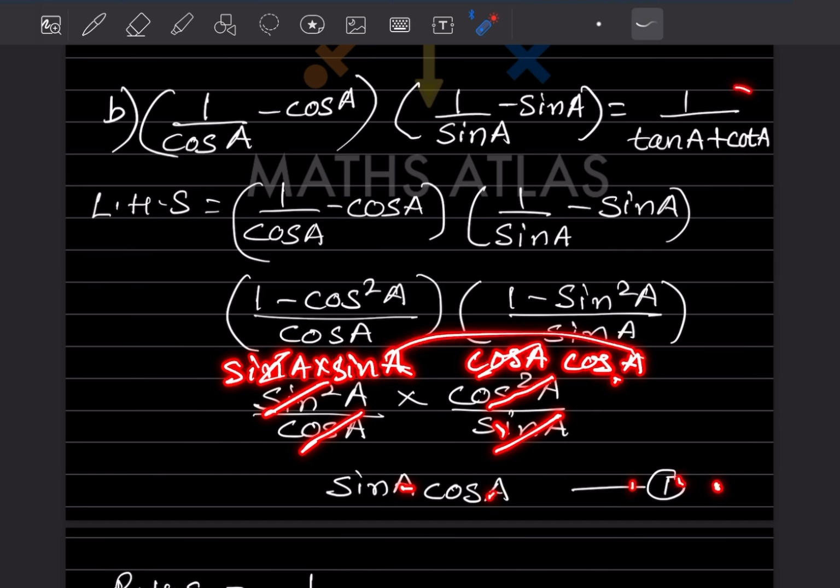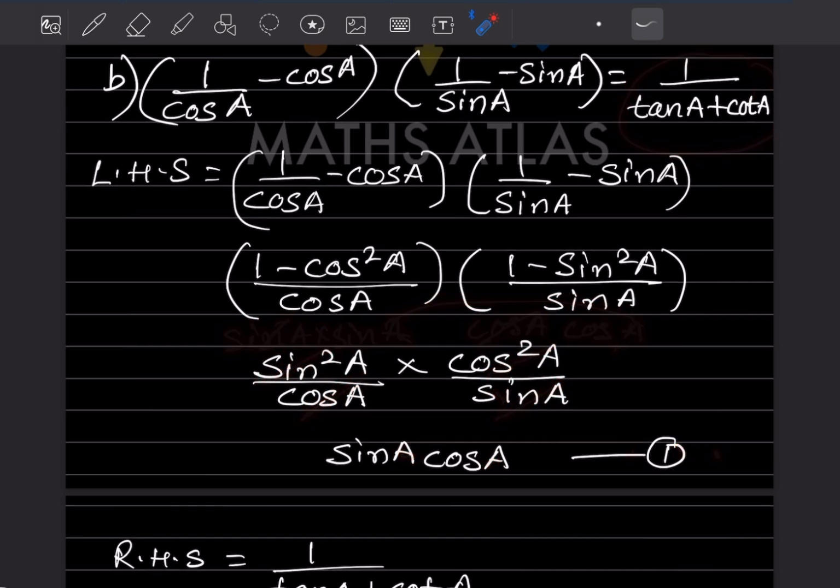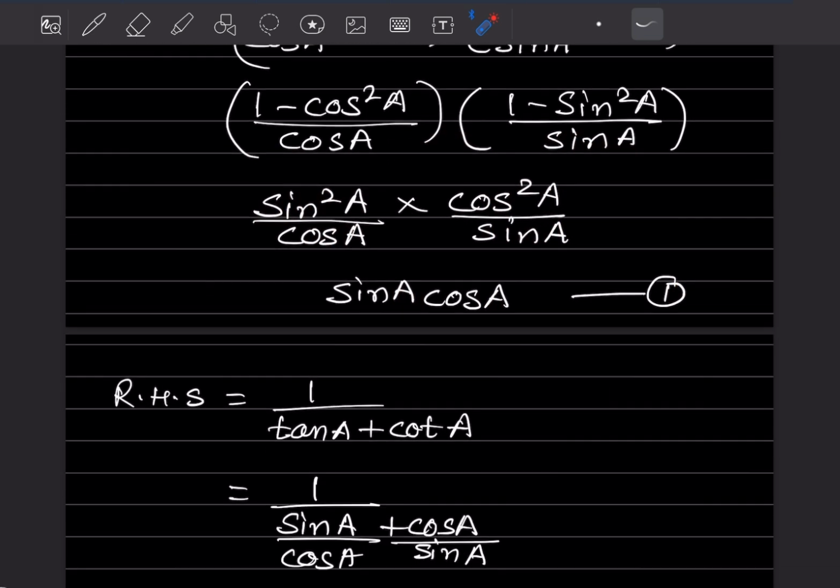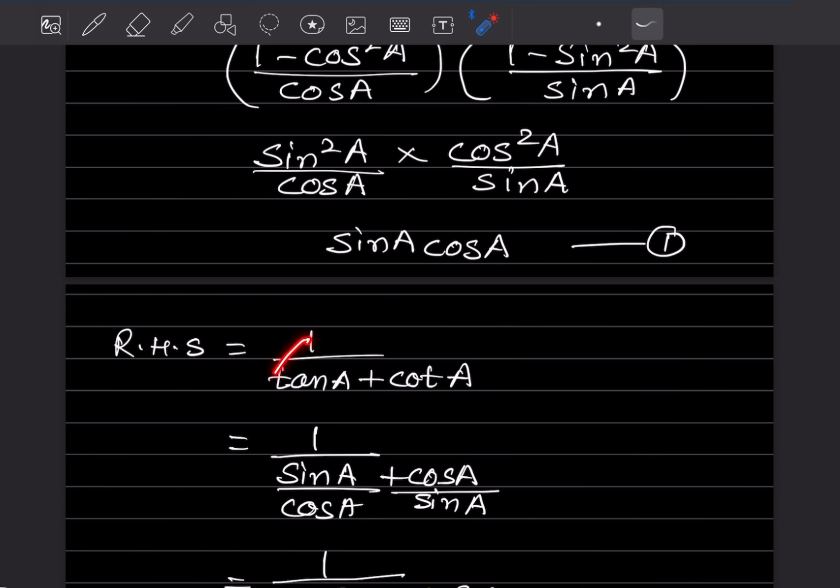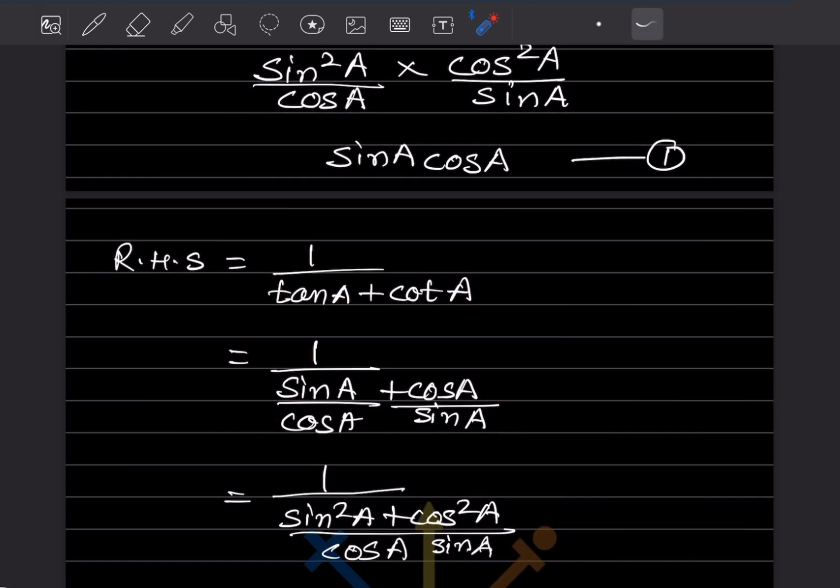So now we'll take the RHS. RHS is 1 by tan a plus cot a. So we can write this one as it is. For this tan a we can write sin a by cos a. And for cot a, we can write cos a by sin a. So now this is the numerator. This is the denominator. Now you can see here we can put the LCM.